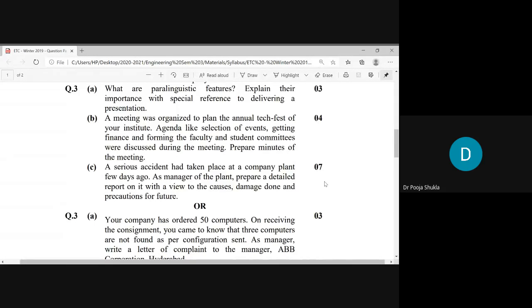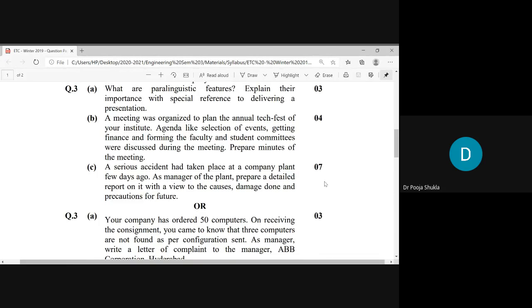Now, what is in the agenda? The agenda is selection of events. So what do you do when you write the minutes? You have to first write how many people were present. Remember, here they have told us forming faculty and student committee. So you will also have a few students in the list of people who attended the meeting.